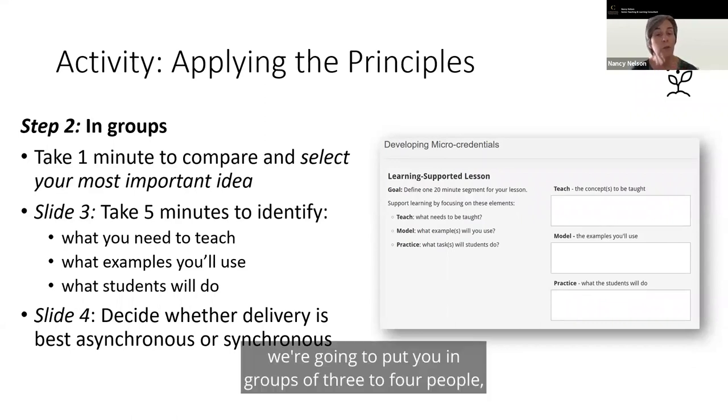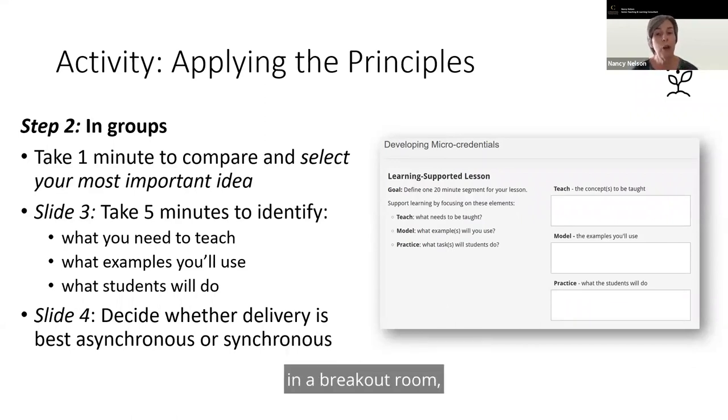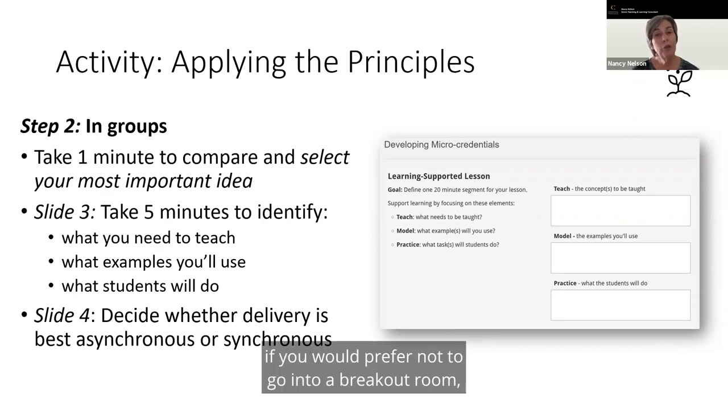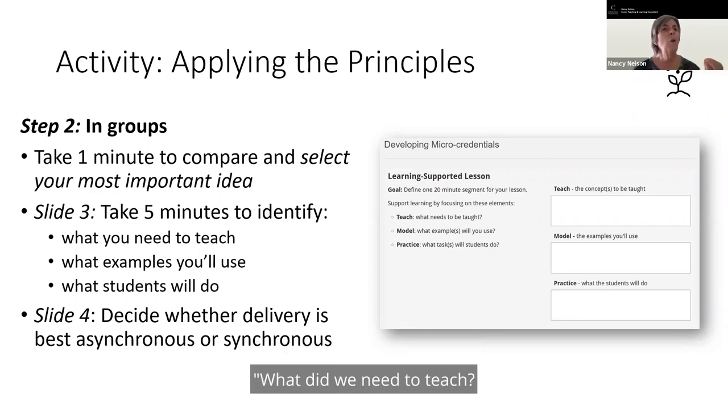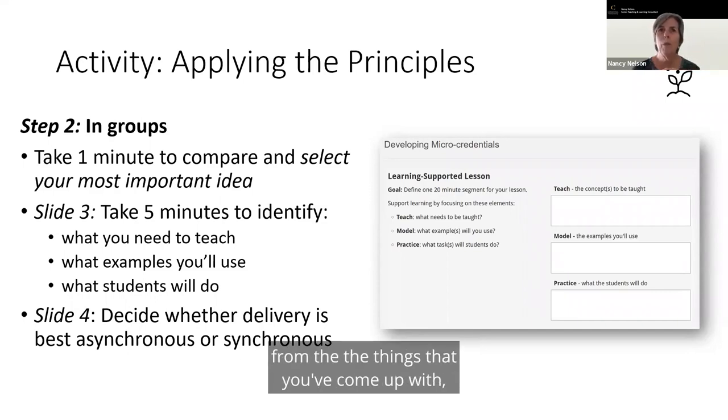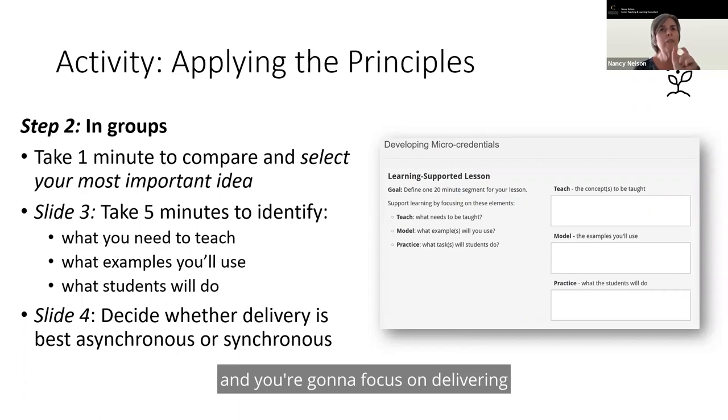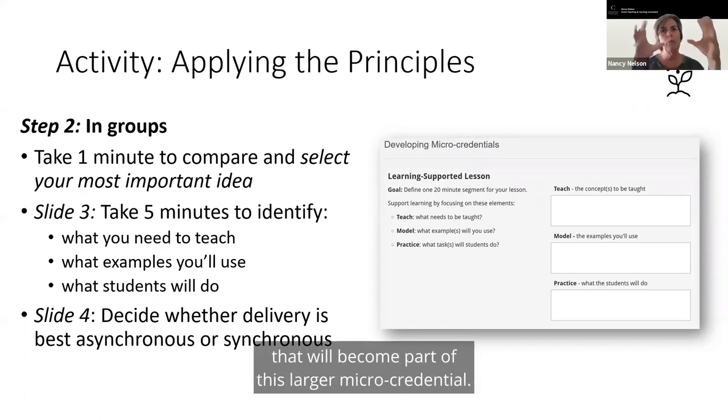and we're going to put you in groups of 3 to 4 people in a breakout room. If you would prefer not to go into a breakout room, feel free to stay in this main room with Elan and with me. And we're going to then work together to say, what do we need to teach? So we've come up with these. You're going to pick one from the things that you've come up with, and you're going to focus on delivering one 20-minute segment that will become part of this larger micro-credential.